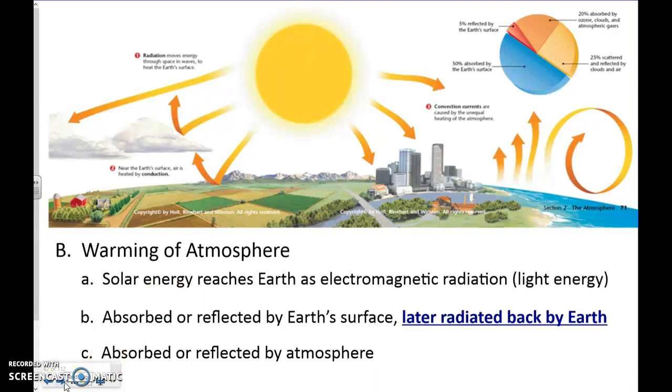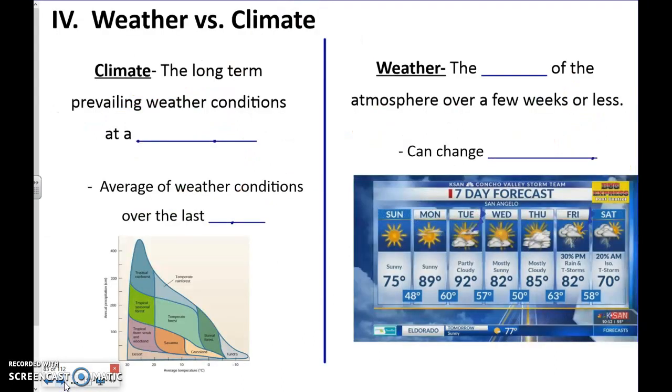Now, they're not the same thing. Weather and climate are 2 different things. What's the difference? Well, let's start off with climate first. Climate is long-term prevailing weather conditions at a particular location. In other words, guys, climate is information we gather over a long time, usually about 30 years. That's our usual definition.